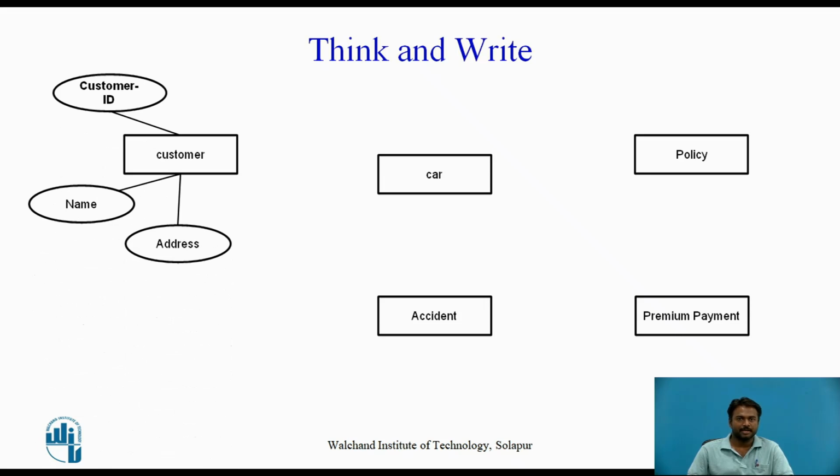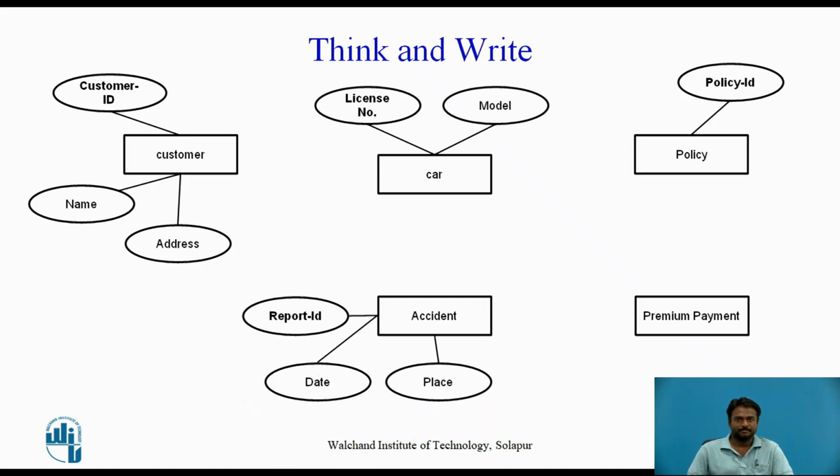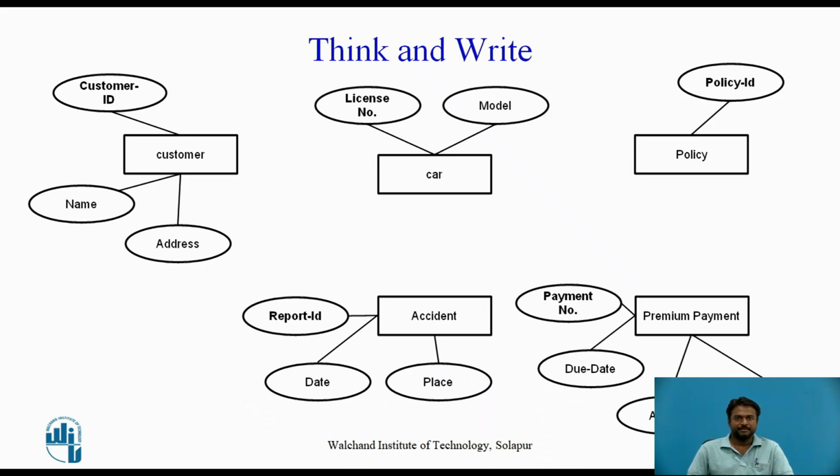Customer will have attributes like customer ID, name, address. Similarly, car will have attributes like license number, model. Policy can have the attribute like policy ID. Accident can have report ID, date of accident, place of accident, and finally, premium payment can have attributes like payment number, due date, amount, received on, etc.